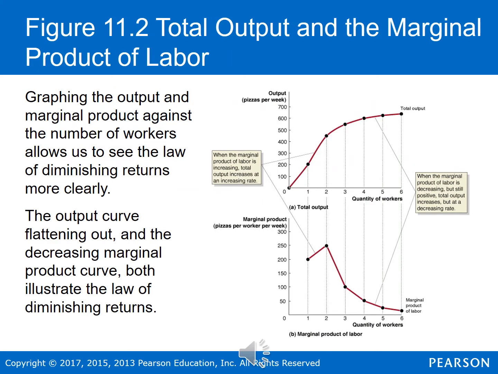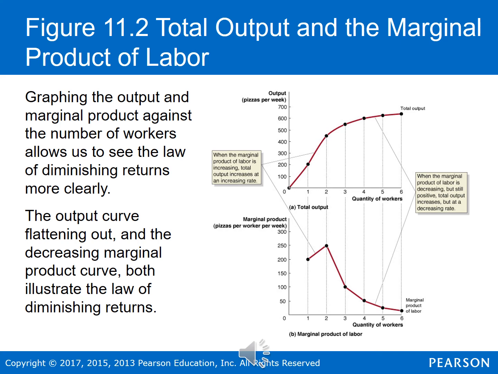When we graph the output and the marginal product against the number of workers, we can see the law of diminishing returns more clearly. We can see it actually happen. So at first, in the top figure, the more workers are hired, the increase in output grows, at first sharply, and then the growth slows down as it goes on. So the marginal product of labor is decreasing, but it's still positive. So total output is going to increase just at a slower rate than it was initially, which you can imagine pretty well from the first figure.